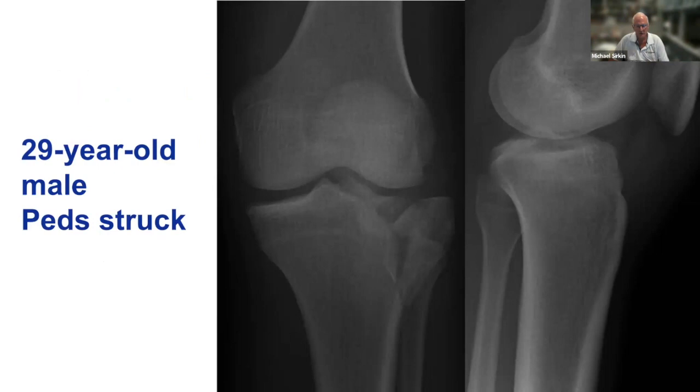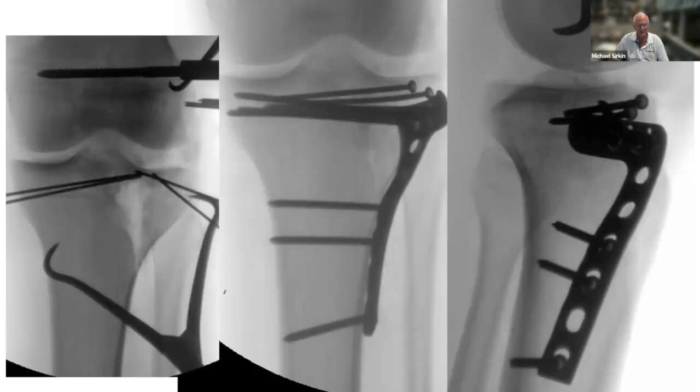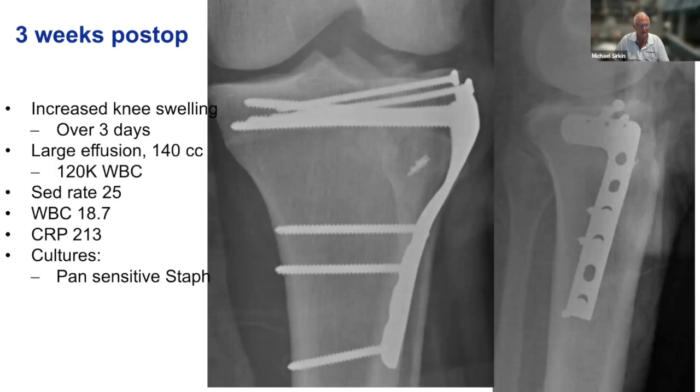Take this 22-year-old gentleman, a similar type, but this is a 22-year-old. I think this becomes a little easier for a discussion because I think we like this reduction a little bit better, but he presents with very similar findings at 3 weeks post-op: swelling, large effusion. He was aspirated in someone's clinic, so we know he has pan-sensitive staph. His white cell count in that fluid is 120,000, with elevated sed rate, white cell count, and CRP.